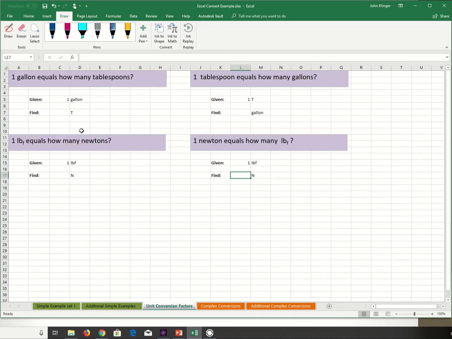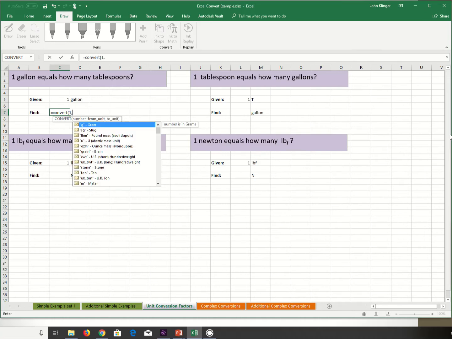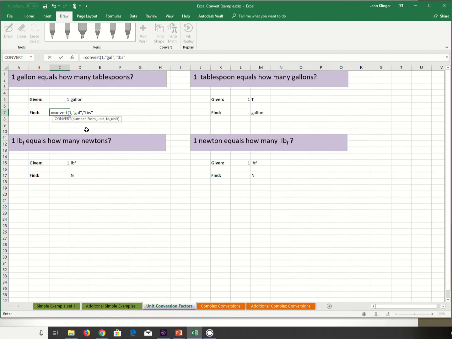Okay. Let's look at one last thing. Let's look at unit conversion factors, right? Let's make our unit conversion factors. So here's 1 gallon is equal to how many tablespoons. So let's convert, and because it's a unit conversion factor, I'm not even going to put that value in it, but I'm going to hard code it because it's a conversion factor. Here's our gallons, and here's tablespoons. So there's our conversion factor for that.